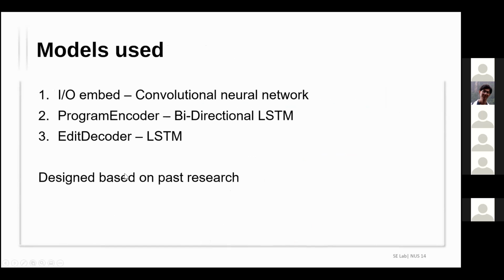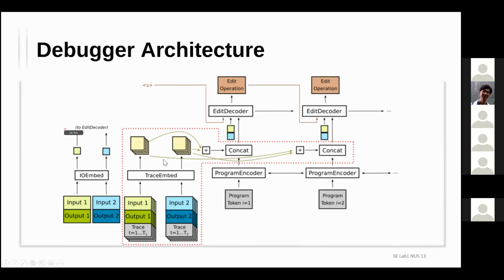I'll go through it till we get there. So these are the models used. I feel it's not very relevant in this presentation. It's just designed based on the past research itself. Also, there are the so-called program encoders, which just turn the programs into a vector, right? Correct. And the trace embedders and the IO embedders just vectorize all the inputs. But the trace embedder vectorizes the input, output, and the traces itself, and then it concatenates them together.